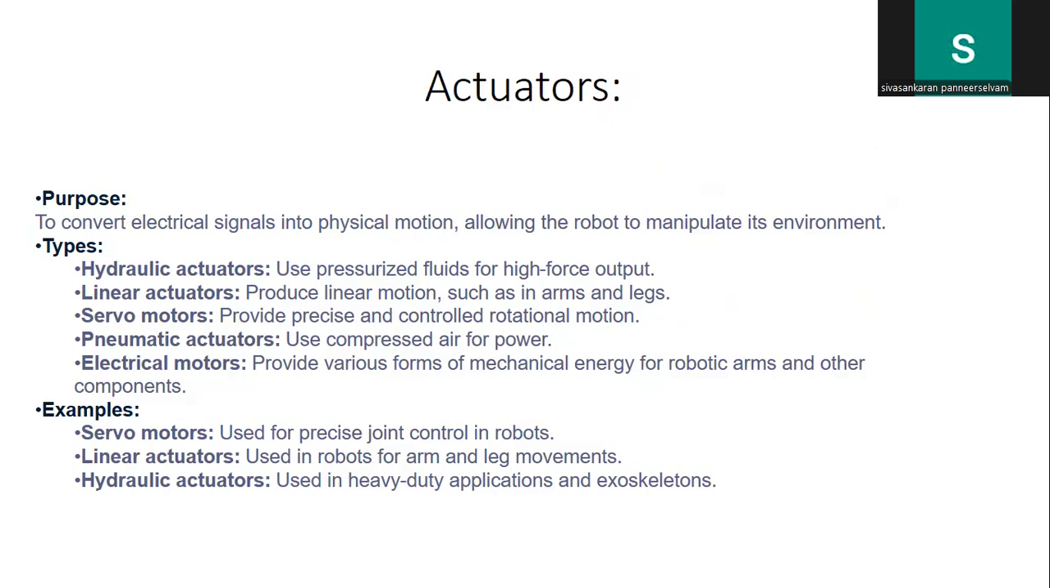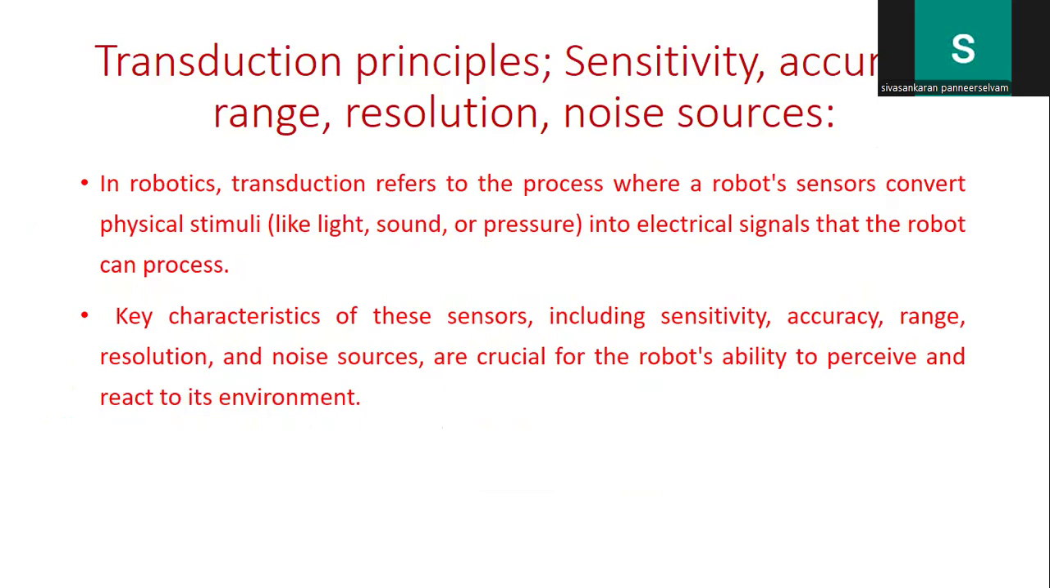Let us see a few examples. Servo motors are used for controlling the precise joint motion in the robot body assembly. Linear actuators are used for controlling the arm and leg movements. Hydraulic actuators are used in heavy duty applications and exoskeleton movement of a robot structure. So these are the basic things about what is meant by a sensor and an actuator.